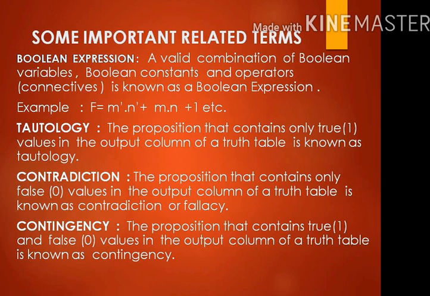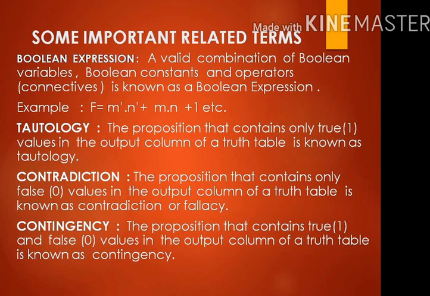What is tautology? The proposition that contains only true values in the output column of a truth table is known as tautology. Next is contradiction. What is contradiction? The proposition that contains only false values in the output column of a truth table is known as contradiction. Contradiction is also called fallacy.